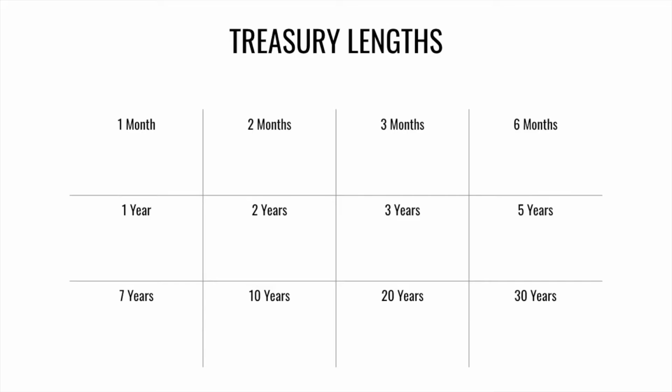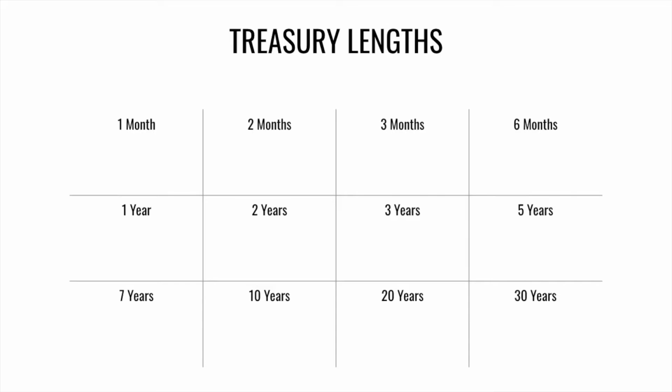And for example, with 1 month, you would be giving the US government, say, $1,000, and in return, they'd give you $1,000 back at the end of the month, and they'd also pay you a little interest. So you could also do 30 years, where you give them $1,000 now, and then 30 years later, you'll get that $1,000 back plus interest.